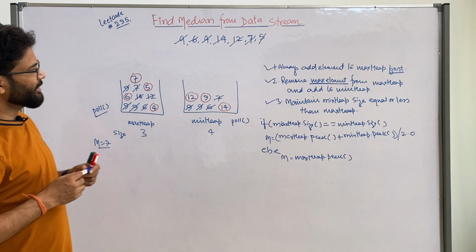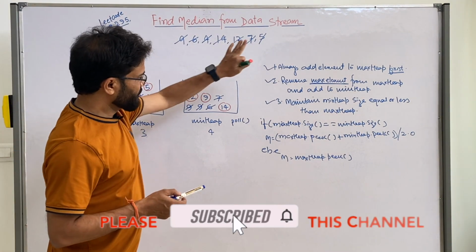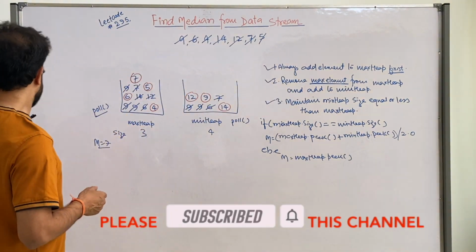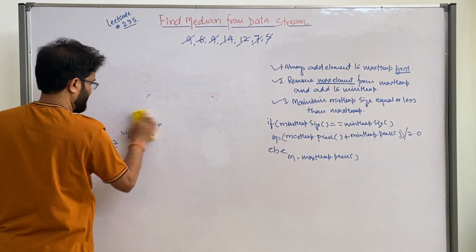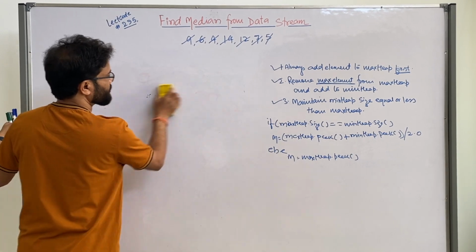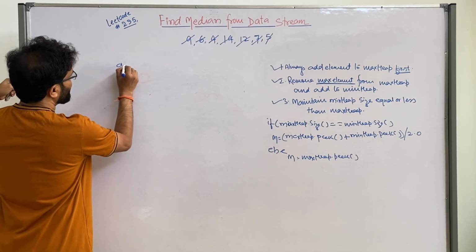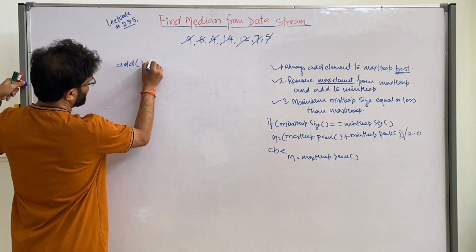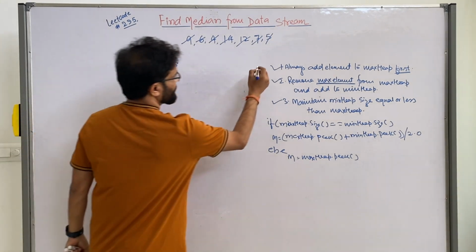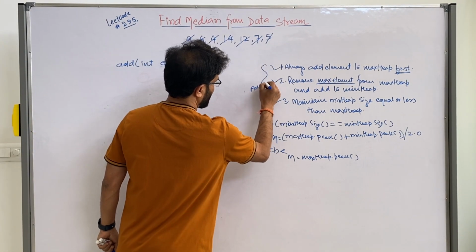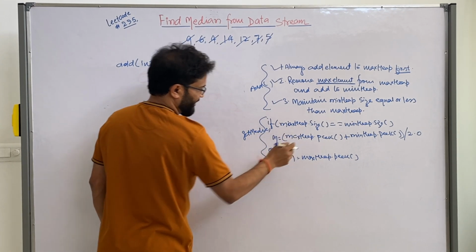Let me write the pseudocode, and we will execute one more time. Then you just have to convert this part into code, right? So nothing more than that. Then we will go to the laptop. So we have the two methods. One is the add method where your element will come, and this is your get median method. Median method we already did.